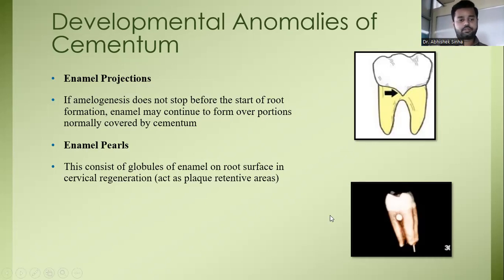Enamel pearls. This consists of globules of enamel on the root surfaces and cervical region. The clinical point here is that it can become a plaque retentive area. Also from endodontics point of view, it still harbors pulp also. So at times when you're negotiating the pulp canals, you have to also negotiate with the enamel pearls.